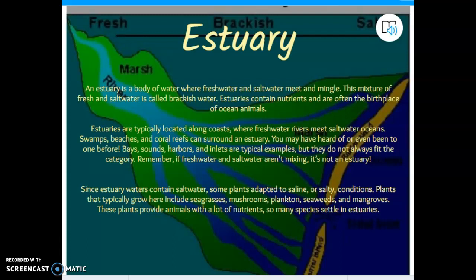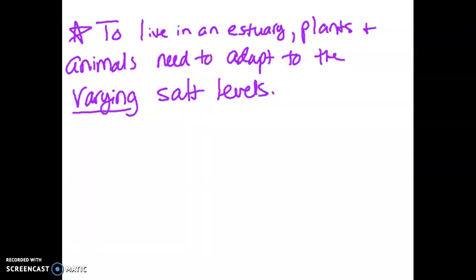So in order to live in an estuary, I promise you'll see this on a test. What adaptation do you need to be able to live inside of an estuary? Varying salt levels. Varying salt levels is what you have to be able to adapt to. So again, make sure that you have this jotted down somewhere and put a star beside it.